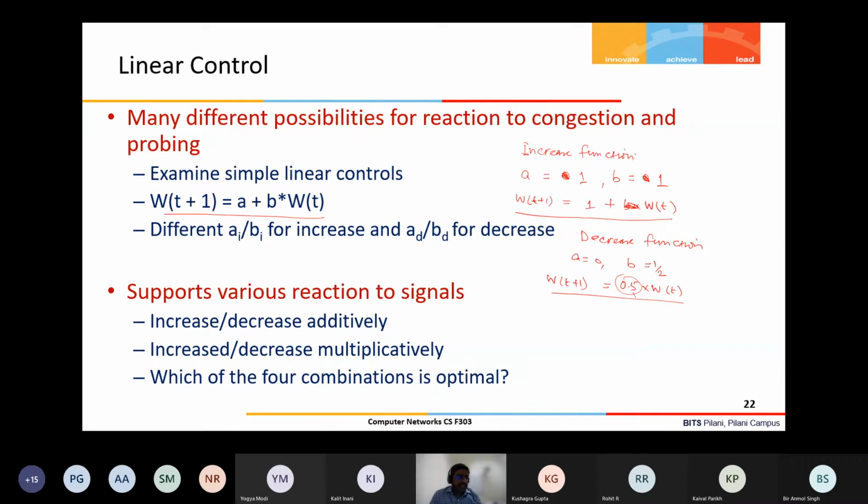So this linear control supports various reactions to the signals: you can increase or decrease additively, or you can increase and decrease multiplicatively. Using additive and multiplicative increase and decrease functions, you can have 4 combinations. I think in the last class I told you: additive increase additive decrease, multiplicative increase multiplicative decrease, additive increase multiplicative decrease, and what is the last combination?